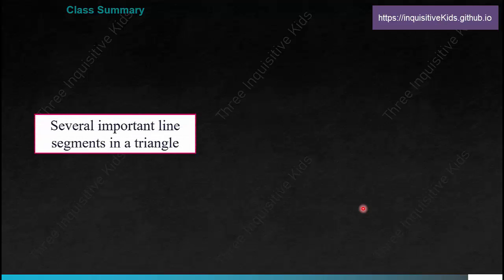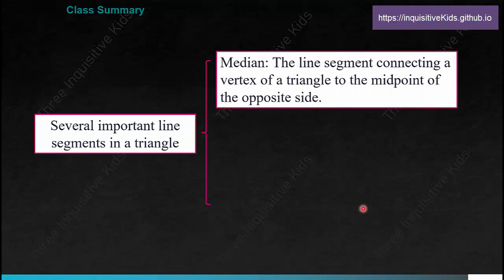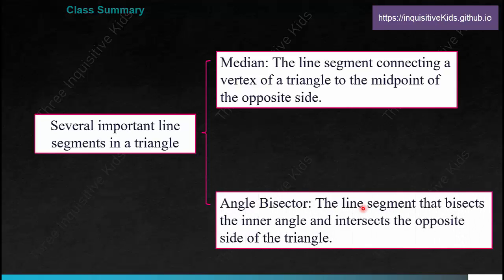So here's the class summary. We learned several important line segments in a triangle. Median, the line segment connecting the vertex of a triangle to the midpoint of the opposite side. An angle bisector, the line segment that bisects the inner angle and intersects the opposite side of the triangle. So did you write all of these important points down? Remember, the angle bisector of a triangle is a line segment, not a ray.